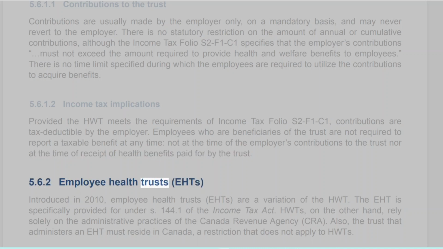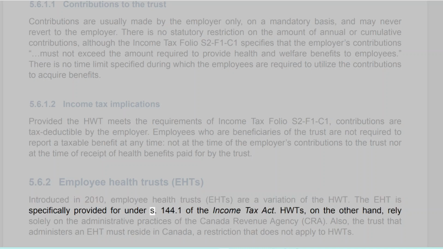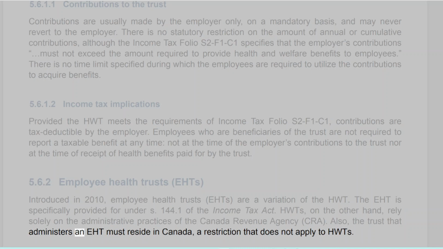5.6.2 Employee Health Trusts, EHTs. Introduced in 2010, Employee Health Trusts, EHTs, are a variation of the HWT. The EHT is specifically provided for under S. 144.1 of the Income Tax Act. HWTs, on the other hand, rely solely on the administrative practices of the Canada Revenue Agency, CRA. Also, the trust that administers an EHT must reside in Canada, a restriction that does not apply to HWTs.